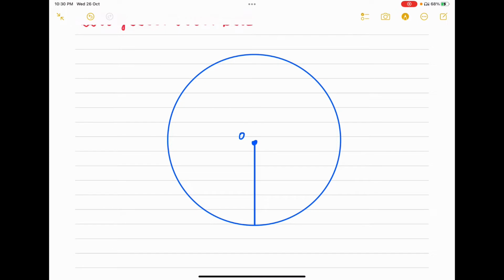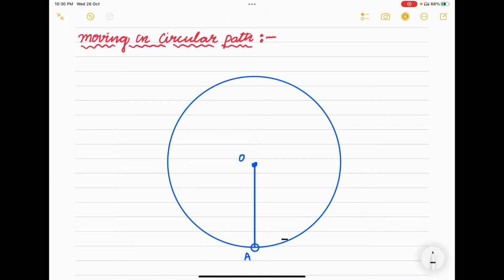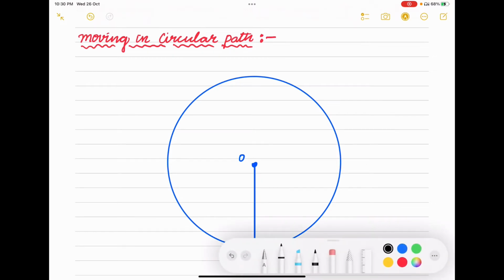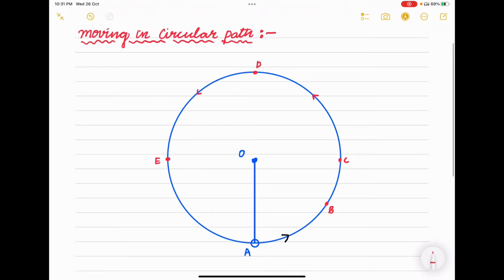So the particle started initially from position A, and when it started its motion in the circular path from A, assuming that it is traveling through different points on this circular path, namely B, C, D, and E. Probably it may reach back again to A also. So assuming the particle traverses the circular path through all these points.